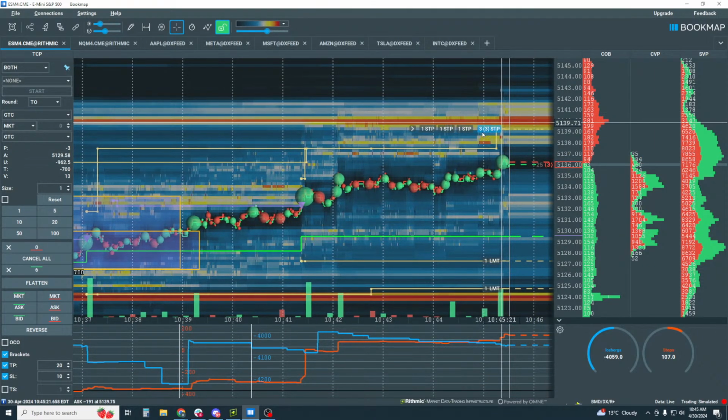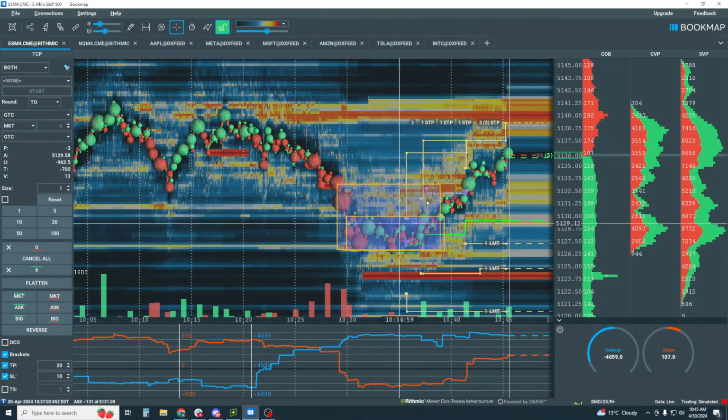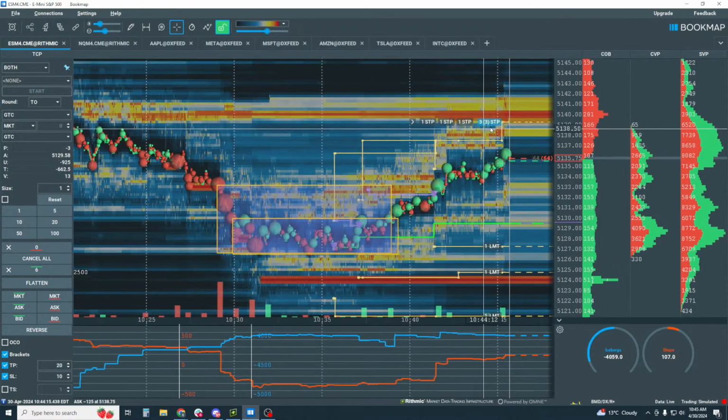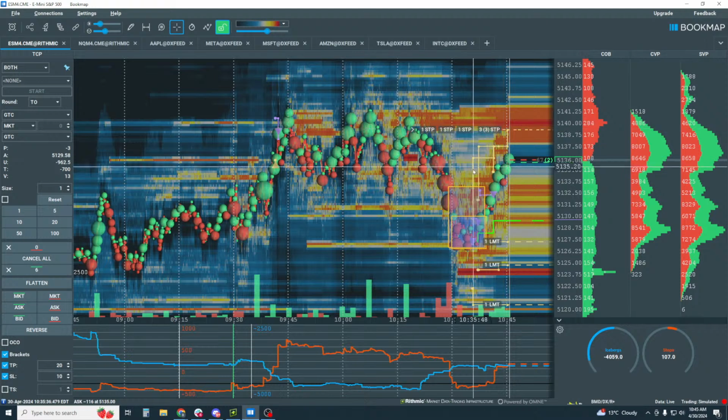Yeah, range day. I know. We wanted to go through this concept of trading in a range. In fact, we could take this much further. We could say the range is actually here.